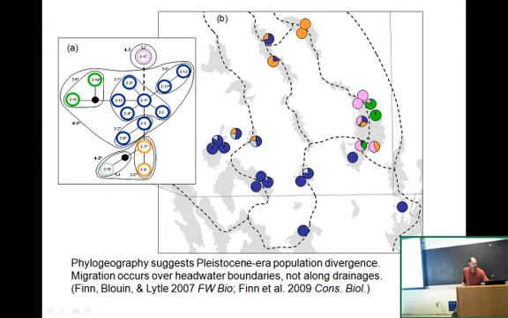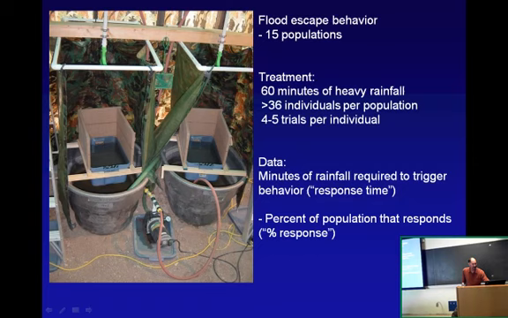So a little bit of phylogeographic data that I'm not going to go into. Essentially, what we did are lots and lots of behavioral trials. We went out and found 15 populations spanning a huge diversity of catchment size. We ran them in our rainfall simulator for our trials going up to an hour, and essentially scored how many individuals responded and how many minutes it took them to be convinced. And this is a lot of data because we're talking close to 40 individuals per population. We did multiple trials per individual.